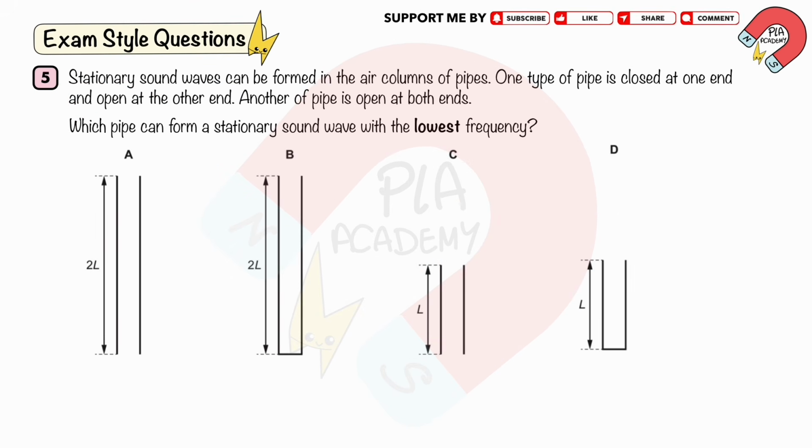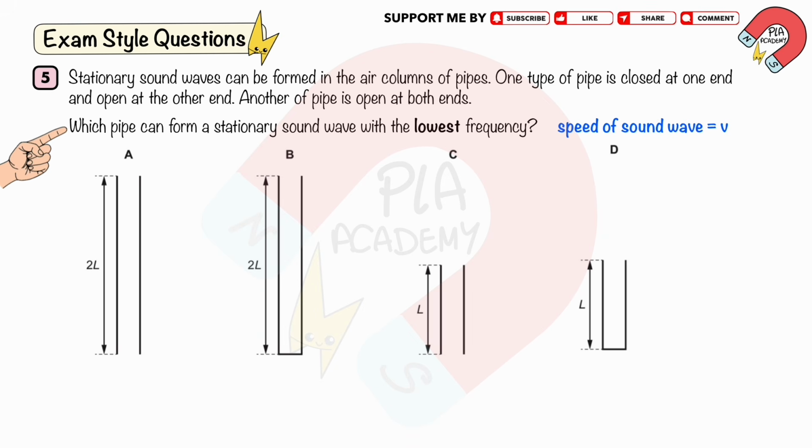Exam style question 5. Stationary sound waves can be formed in the air columns of pipes. One type of pipe is closed at one end and open at the other end. Another type of pipe is open at both ends. Which pipe can form a stationary sound wave with the lowest frequency? Let v represent the speed of sound in air.